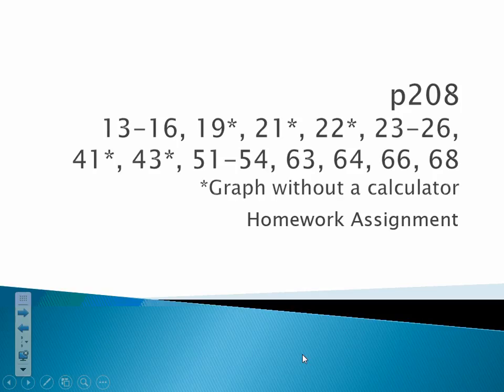I do want to make note on your homework assignment here that there's some problems with some asterisks. In the directions of your textbook, it asks you to use your graphing calculator. However, I want you to graph those without your graphing calculator because that'll be the expectation when we take your quiz and test over this chapter. So it'd be wise to practice without that.